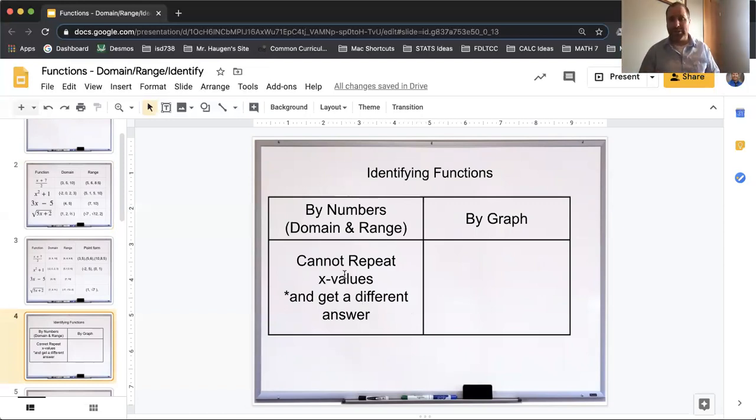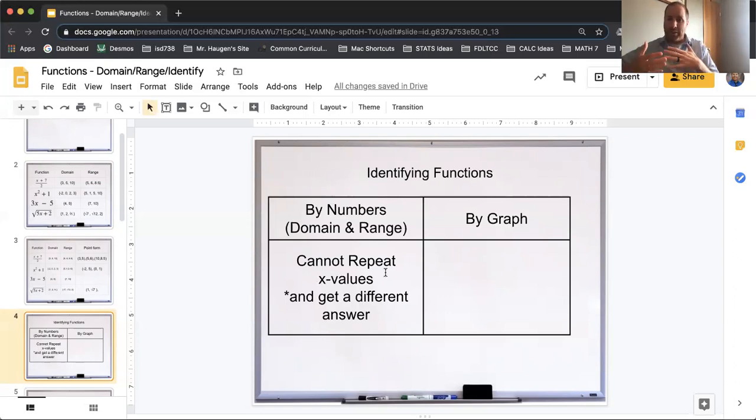So in other words, I can't have something like 3, 8 and 3, 19, right? That won't work because that's saying, hey, I plugged in the number 3, but one time I got 8 and one time I got 19. That can't happen. So you can't repeat X values when you look at numbers.